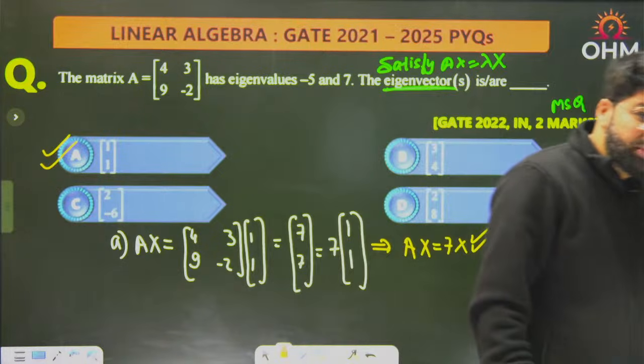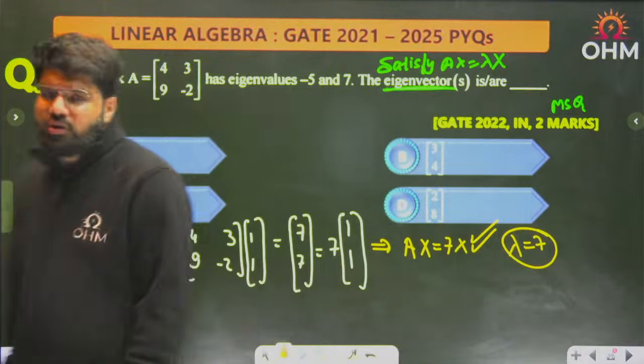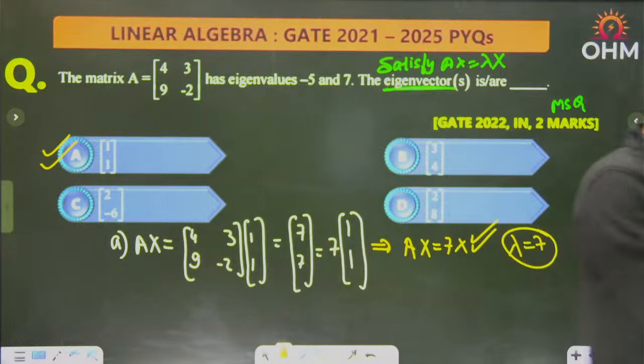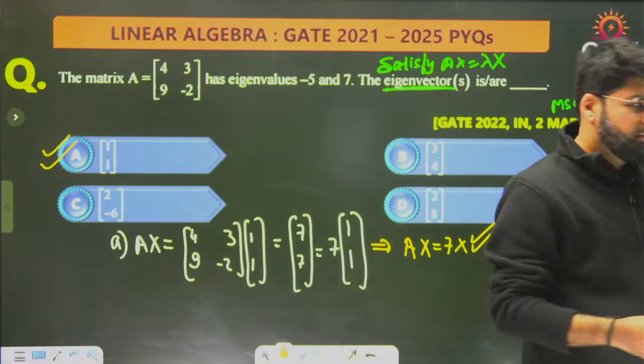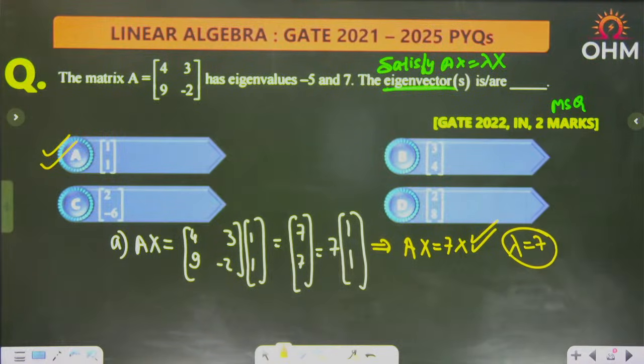But it is an MSQ question. You have to be careful and tally all the options and give me the correct answer. Complete this quickly.